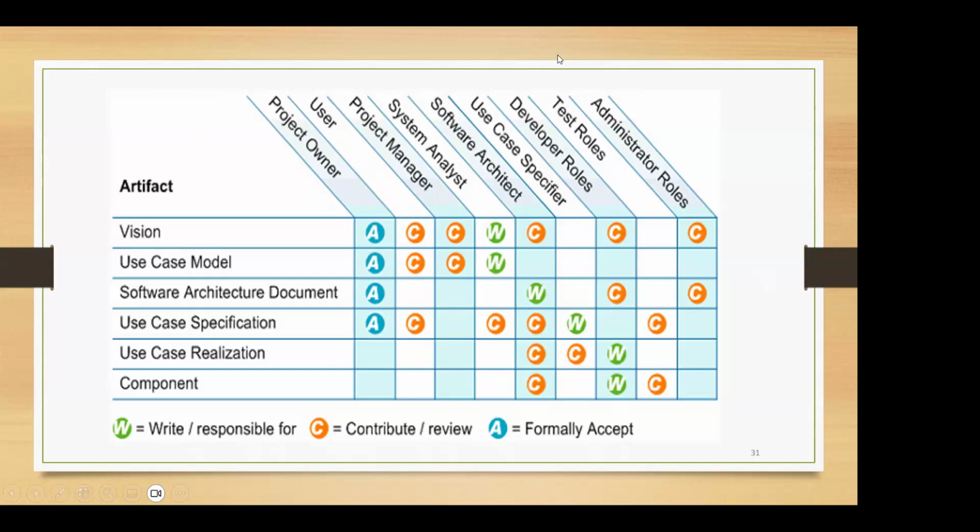Okay, so this type of a responsibility matrix will help you to identify which role or which person is going to be, say, taking care, will be responsible to write or to contribute or formal acceptance about a certain artifact in the project.